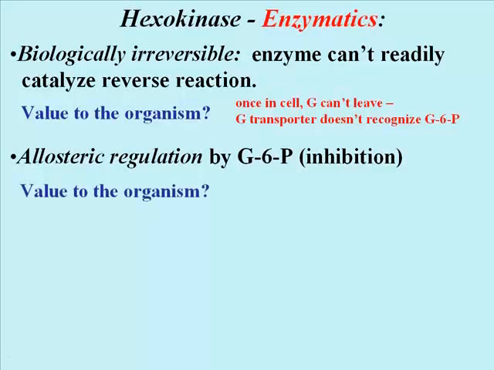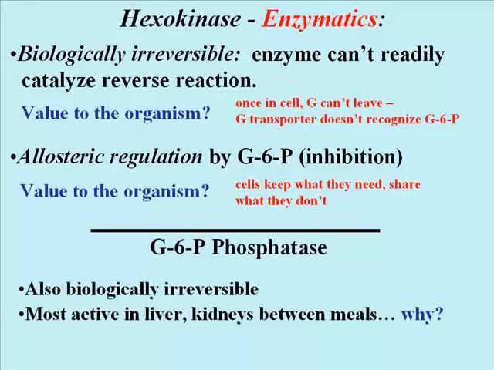How is allosteric inhibition of hexokinase by glucose 6-phosphate useful to a cell or to an organism? Well, when glucose is plentiful, say right after a meal, it gets into cells and the cells build up high concentrations of glucose 6-phosphate, which then inhibit its own synthesis. Thus, the cells get the glucose they need, leaving the rest to circulate to be shared with other cells and tissues. Let's consider glucose 6-phosphate phosphatase again.